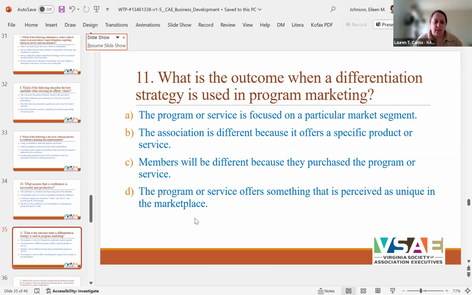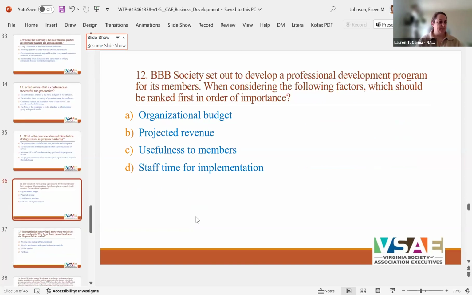What is the outcome when a differentiation strategy is used in program marketing? A, the program or service is focused on a particular market segment. B, the association is different because it offers a specific product or service. C, members will be different because they purchased the program or service. D, the program or service offers something that is perceived as unique in the marketplace. I'm gonna guess D. The program or service offers something that is perceived as unique. Correct. Right.